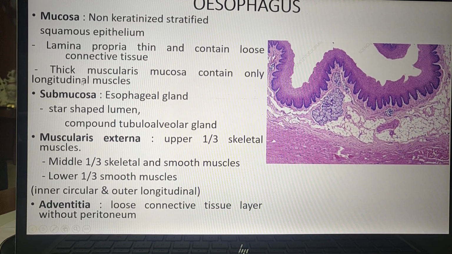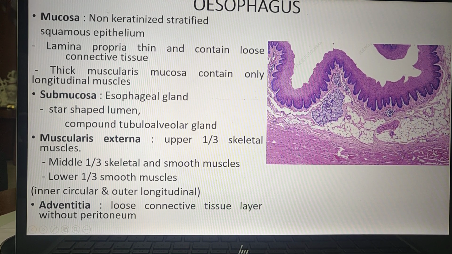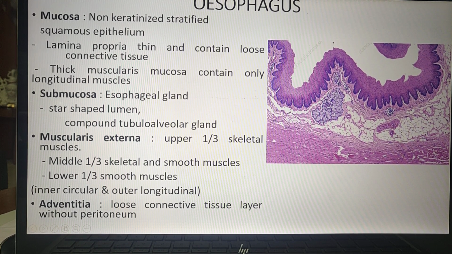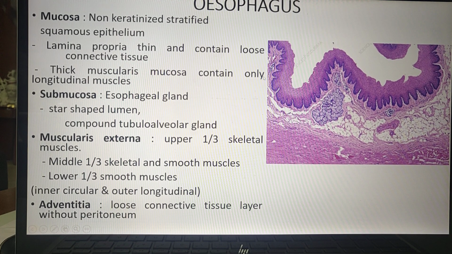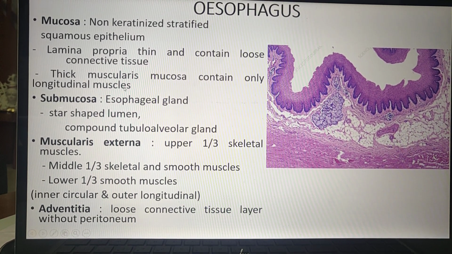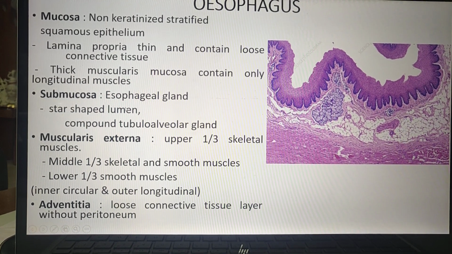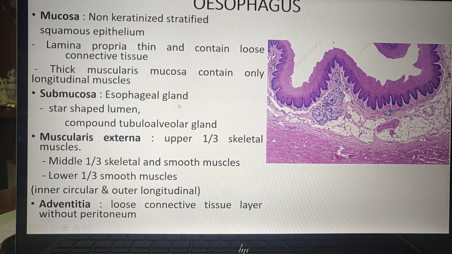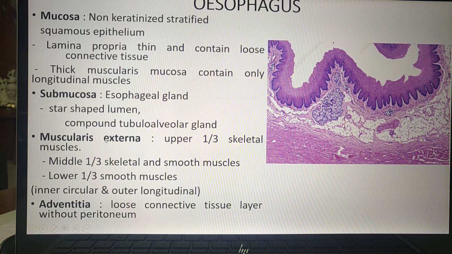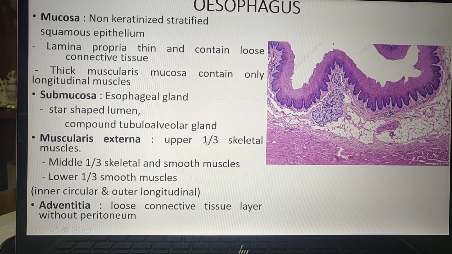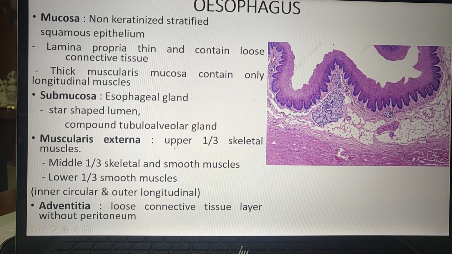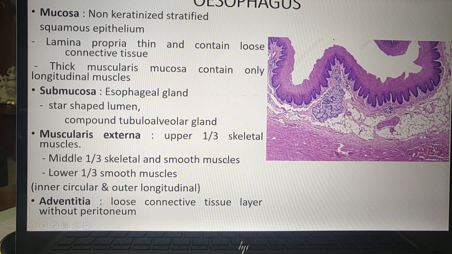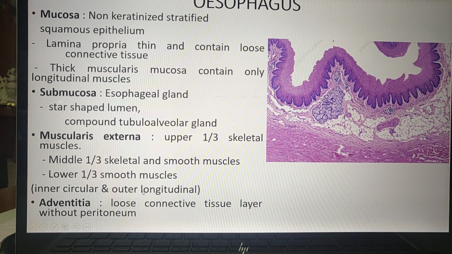The mucosa is covered by non-keratinized stratified squamous epithelium. The lamina propria is thin and contains loose connective tissue. The thick muscularis mucosa contains only longitudinal muscles. Inside the submucosa, you can see the esophageal glands, which are compound tubuloalveolar glands with a star-shaped lumen. The muscularis externa in the upper one-third of the esophagus is formed by skeletal muscle. In the middle one-third, it is skeletal as well as smooth muscle, and the lower one-third contains only smooth muscle.